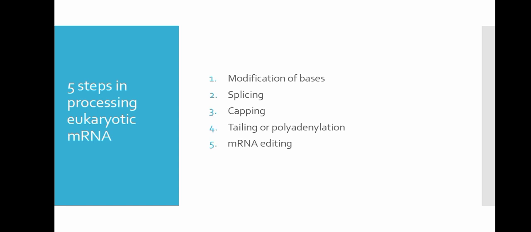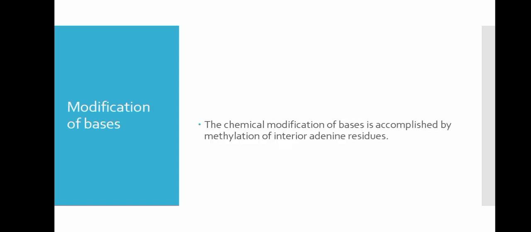The processing of eukaryotic pre-mRNA involves five major events, namely modification of bases, splicing, capping, tailing or polyadenylation, and mRNA editing. Modification of bases. The chemical modification of bases is accomplished by the methylation of interior adenine residues.